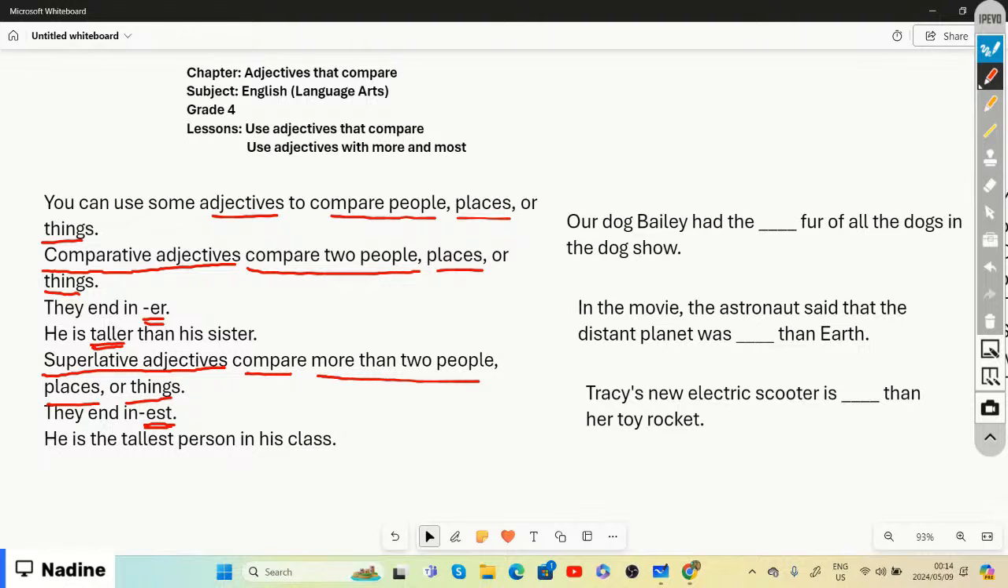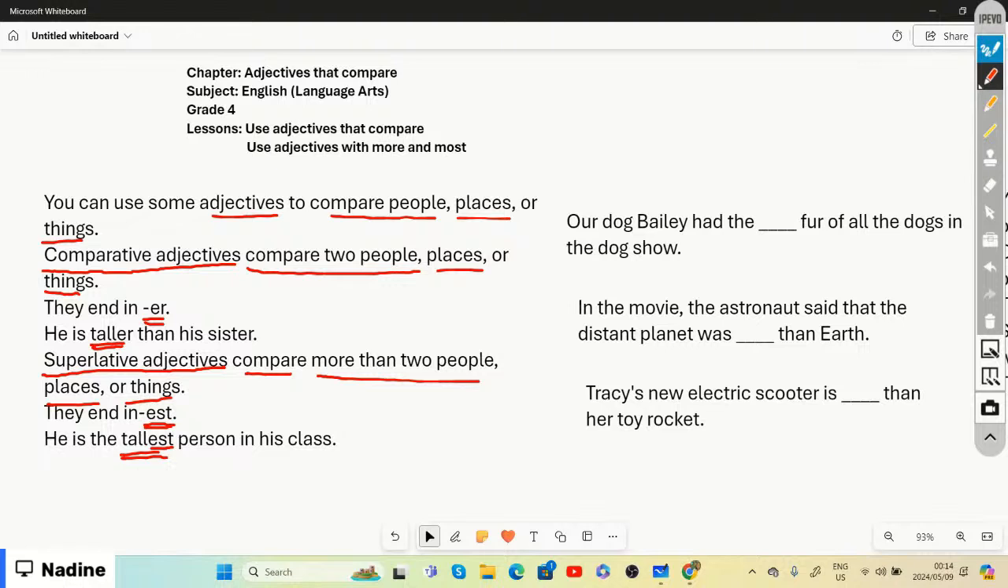Then we have a superlative adjective that compares more than two people, places, or things, and it ends in est. For example, it says he is the tallest person in his class. Now we're comparing him to more than one person. So if we're comparing him to the rest of the class, then we can say he is the tallest person in his class. He's the tallest person on the squad. He's the tallest person amongst his friends, right? And it ends with est.